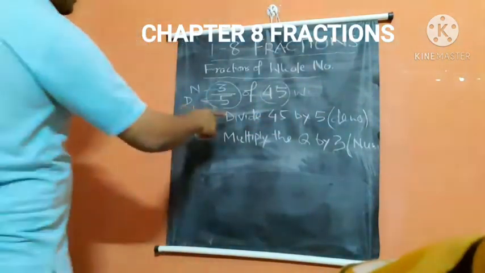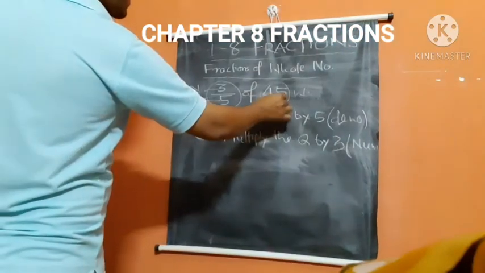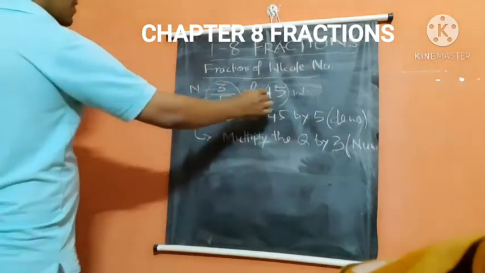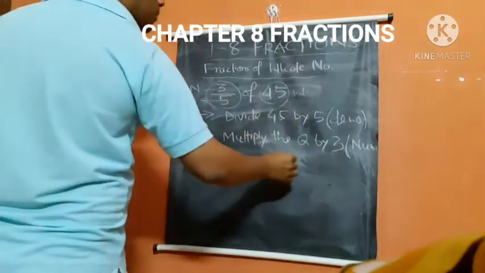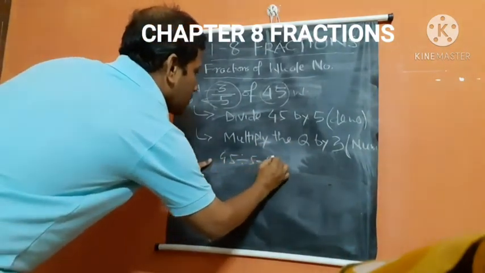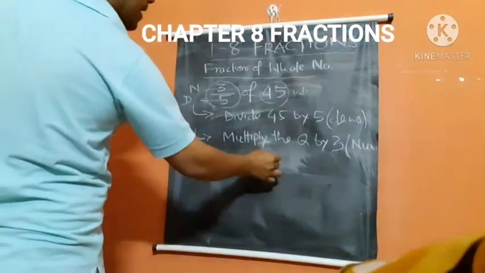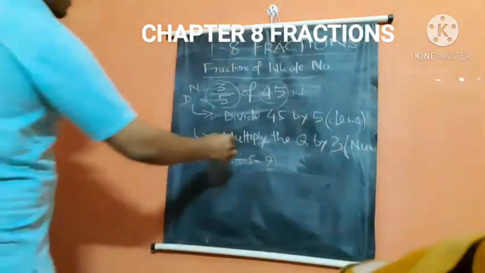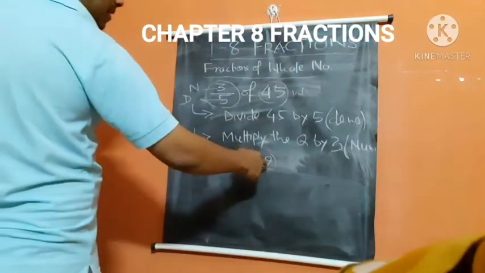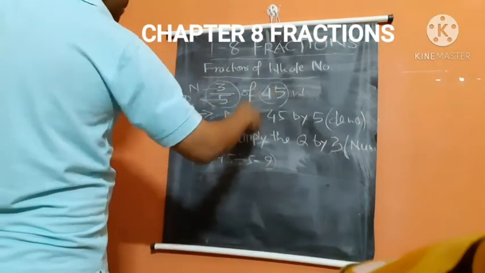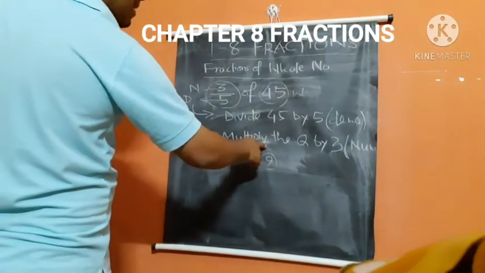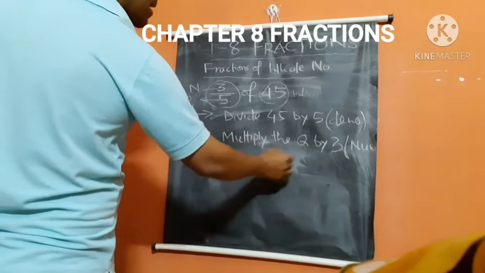Step 1: divide the whole number 45 by 5, that is the denominator. 45 divided by 5 comes to 9. The quotient we get is 9. And what will we do in the second step? Multiply the quotient by 3, that is the numerator. The result after dividing 45 by 5 was 9, and now we multiply the quotient 9 by 3.